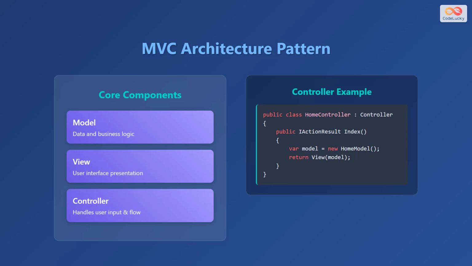The Model View Controller Architecture Pattern is fundamental to ASP.NET Core development. The model represents your data and business logic, handling all data-related operations and validation rules. The view is responsible for the user interface presentation, displaying information to users in a formatted way. The controller handles user input and application flow, acting as an intermediary between model and view. Controllers receive requests, process them using appropriate models, and return the correct view. Here's a simple controller example that creates a home model and returns it to the view for display.